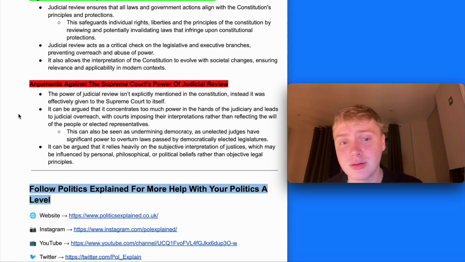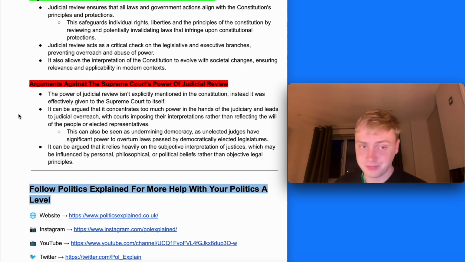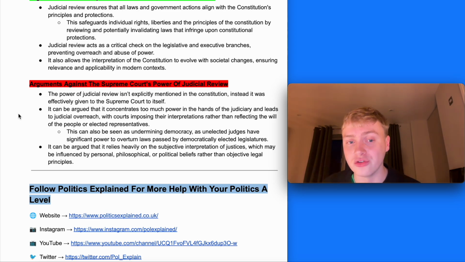It can be argued that it isn't explicitly mentioned in the Constitution, instead it was effectively given to the Supreme Court by itself. It can be argued that it concentrates too much power in the hands of the judiciary and leads to judicial overreach, with courts imposing their interpretations rather than reflecting the will of the people or elected representatives. And this can be seen as undermining democracy, as unelected judges have significant power to overturn laws passed by democratically elected legislatures and signed by democratically elected presidents. And it can be argued that it relies heavily on the subjective interpretation of judges, which may be influenced by personal, philosophical, and political beliefs rather than objective legal principles.